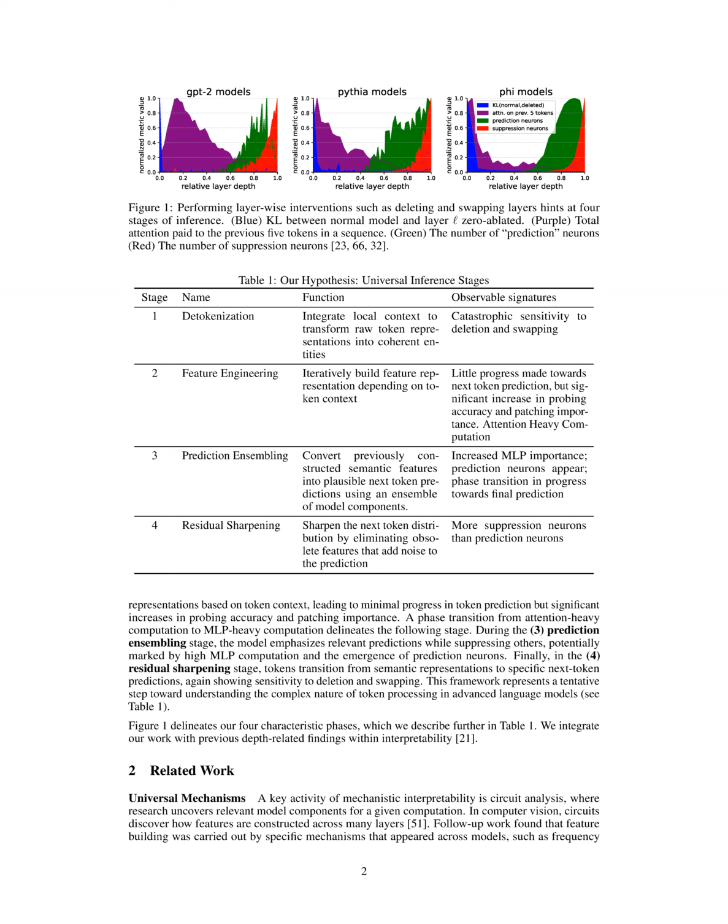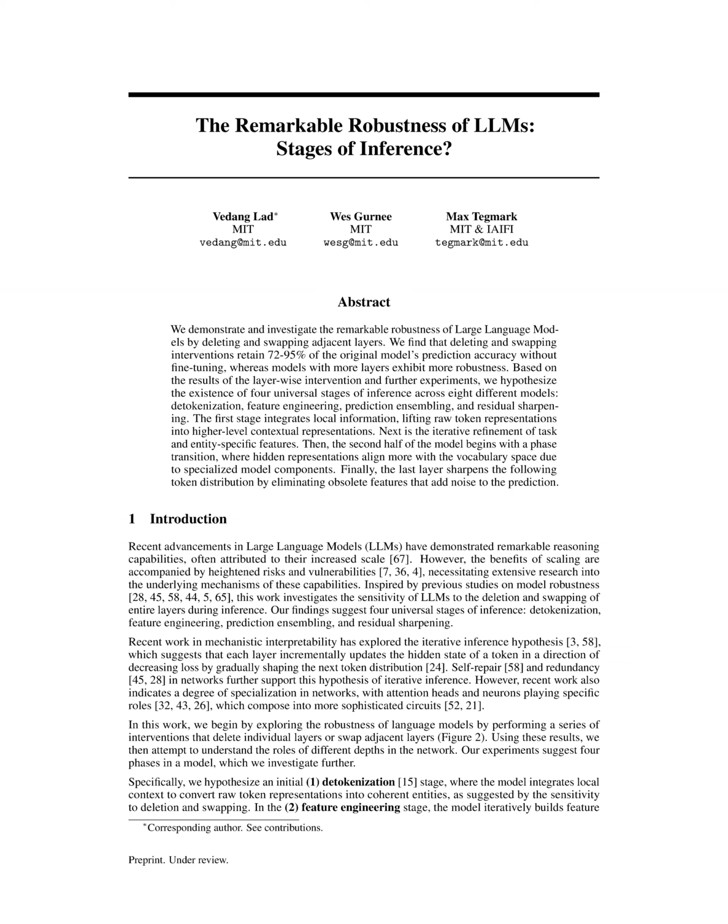By performing interventions on different layers of GPT-2 and Pythia models, the research uncovers insights into how these models process tokens and make predictions, shedding light on the complex nature of token processing in advanced language models. The study provides a framework for understanding the mechanisms underlying the reasoning capabilities of LLMs and aims to contribute to the field of mechanistic interpretability in neural networks.